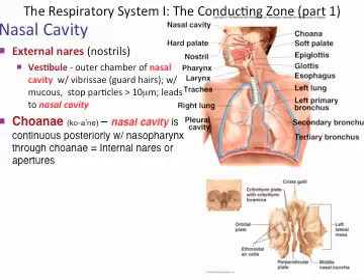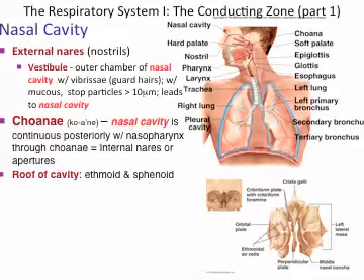As you pass from the nasal cavity deeper into the conducting zone, you go through a passageway called the choanae, or a choana. That isn't an actual structure, it's just a passageway from the nasal cavity into the first part of the pharynx.